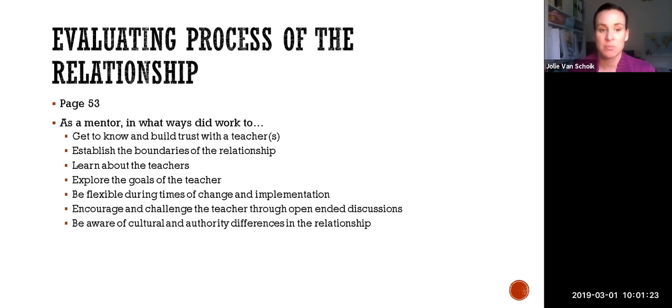They need to learn about themselves. They need to learn about their goals. They need to be flexible when they're implementing things. And that can be hard for a novice and an advanced beginner. They don't have a lot of flexibility, but teaching is all about change and implementation. By learning to be flexible with you in professional development and change how they teach, that will allow them to be more flexible in the classroom as well.